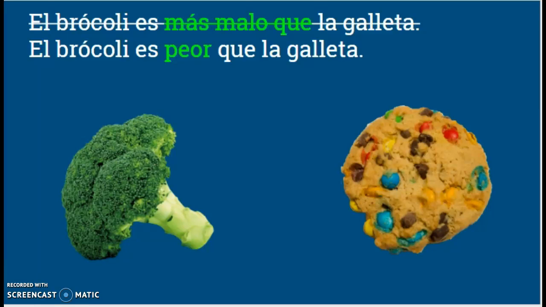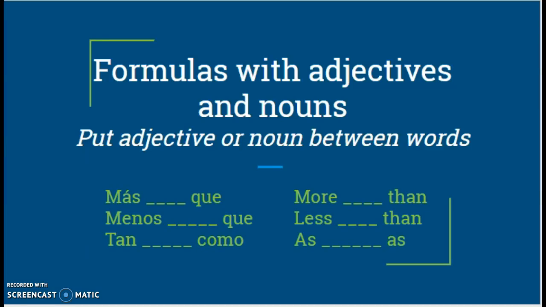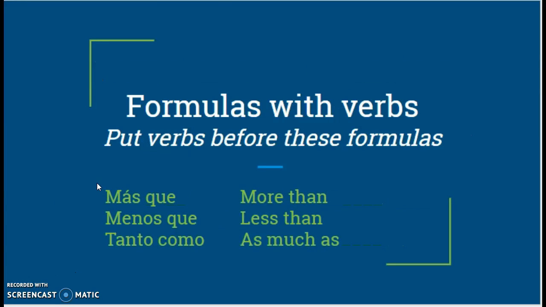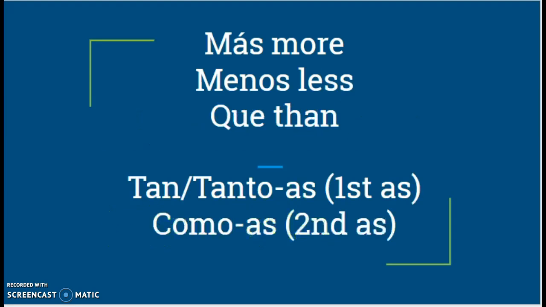So a lot of these are just remembering the irregulars and the word order. The word order is the same as English. If you're comparing adjectives and nouns, you're going to put the adjective or noun in the middle of your formula. If you're comparing verbs, your verb is coming before the comparison formula. And then, of course, it's important to know these vocab words.